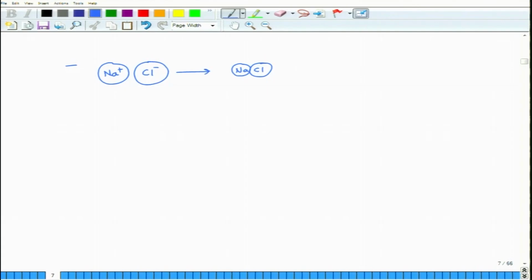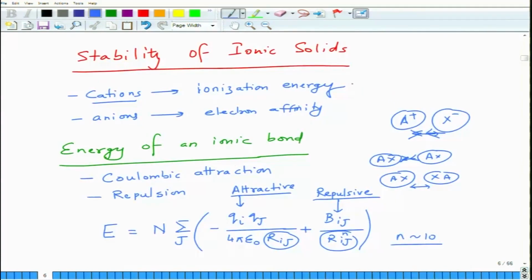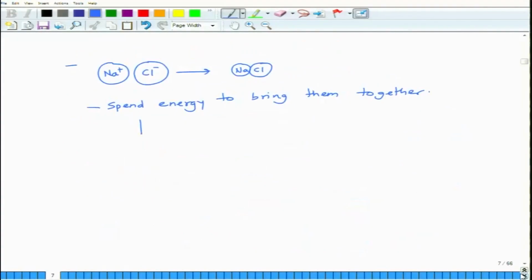So when you bring them together, you spend energy. You spend energy to bring them together. And what is that energy? So I wrote earlier, ionization energy, let us say I write it as E_I, and electron affinity, I can write it as chi_A. Okay. So it is the difference between E_I and chi_A. This is the amount of energy I need to spend in creating a bond.